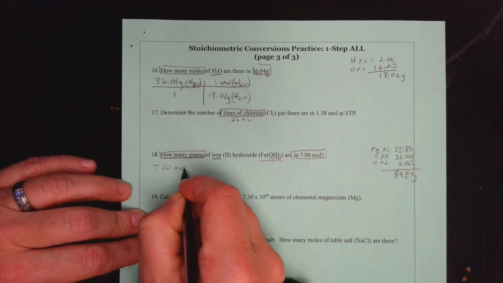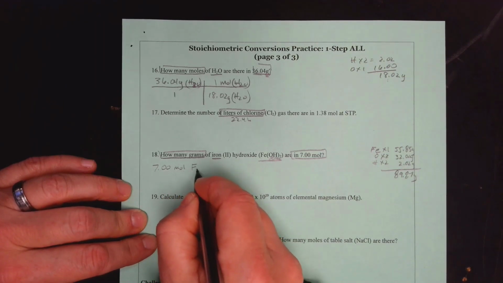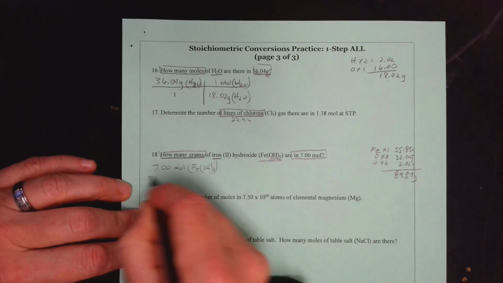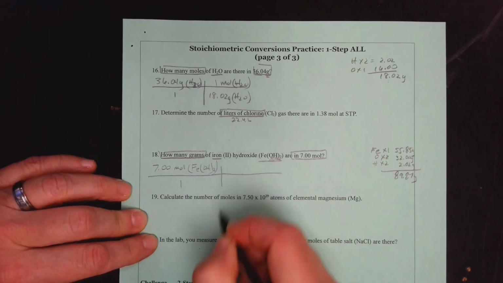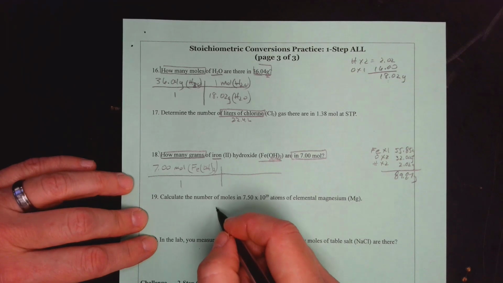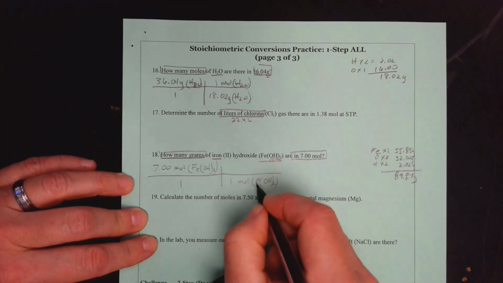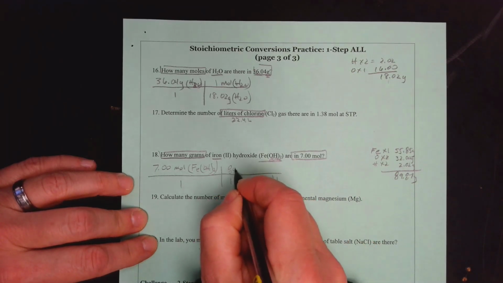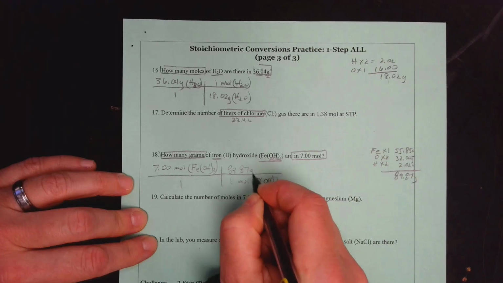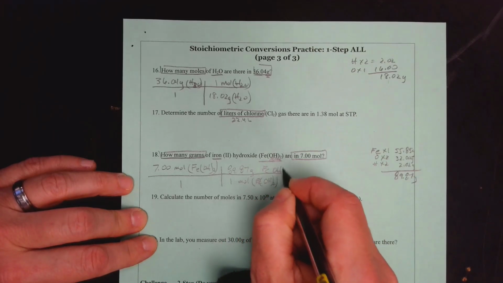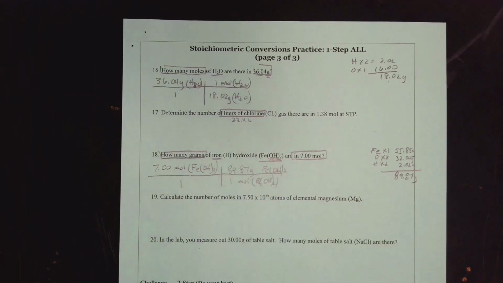7.00 moles of Fe(OH)2. And I'm not going to do the math on this. I'm just going to make sure you know the setup. I'm going to put 1 mole of Fe(OH)2 right here. And on top, that's going to be, of course, my 89.87 grams of Fe(OH)2. And then again, it's just a matter of canceling and doing your work.